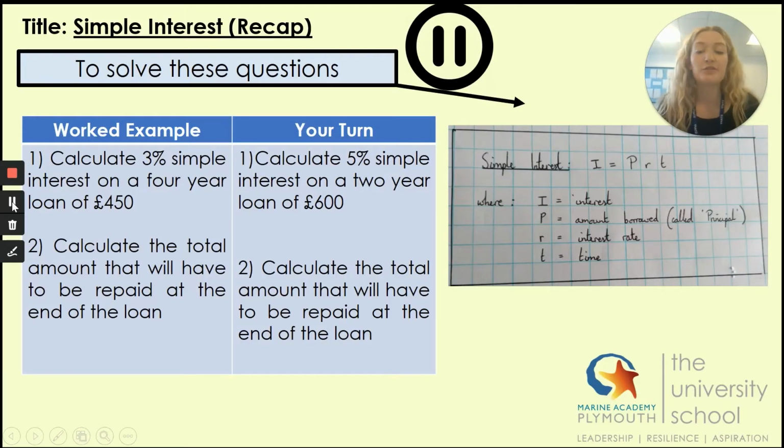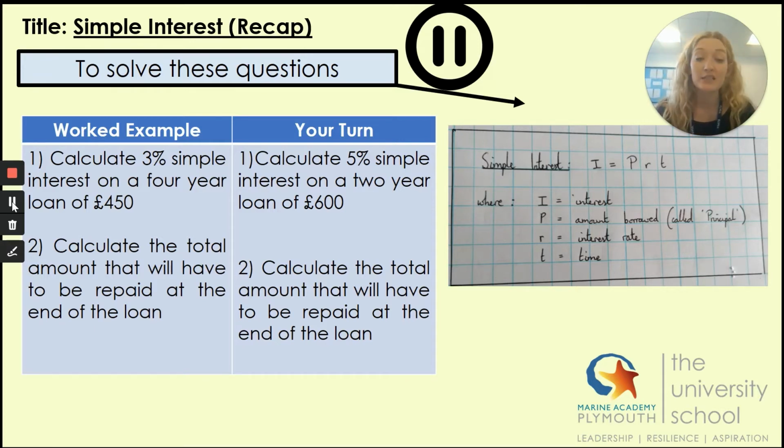Good, so now it's your turn. Calculate 5% simple interest on a 2-year loan of £600. That's the first bit that we did using this equation, so exactly the same steps. I equals PRT. Then part 2, calculate the total amount that will have to be repaid at the end of the loan. So add the interest to your principal or start amount.